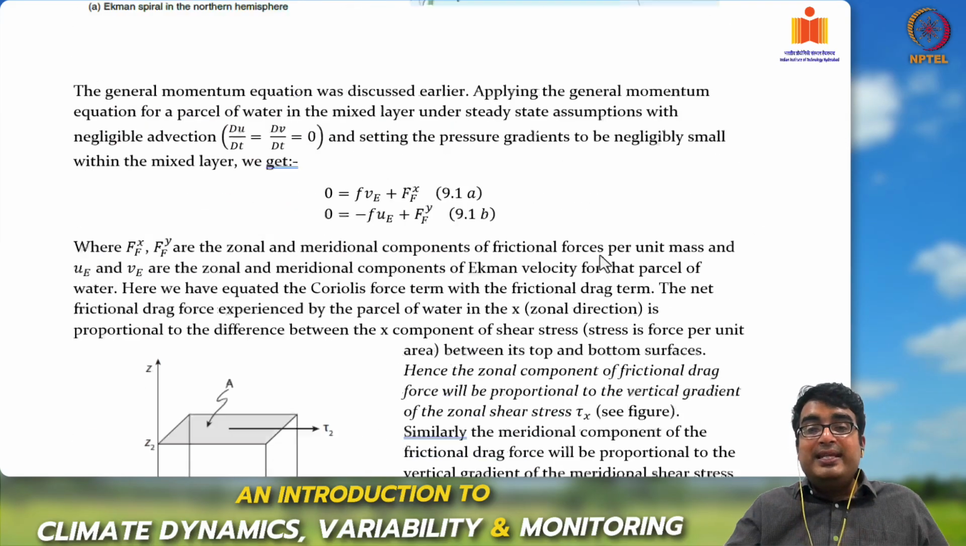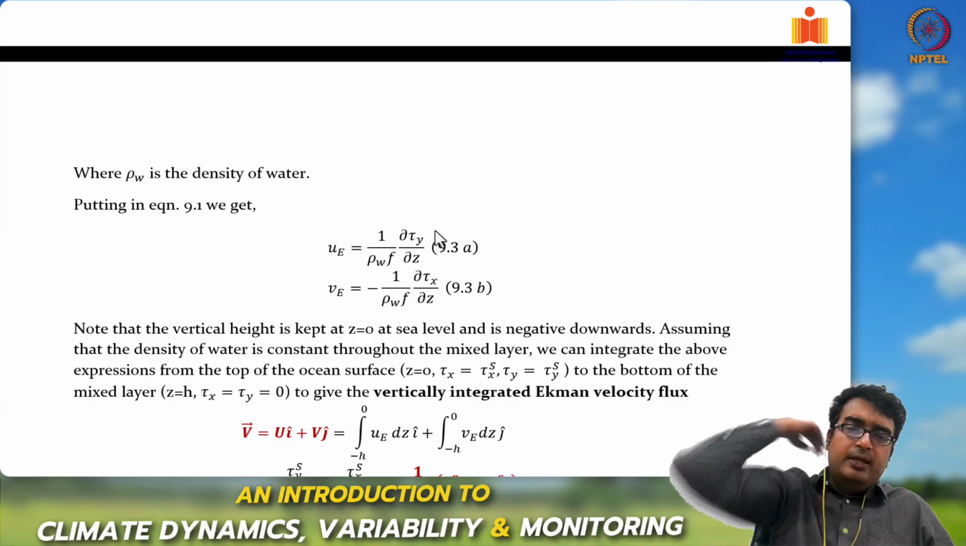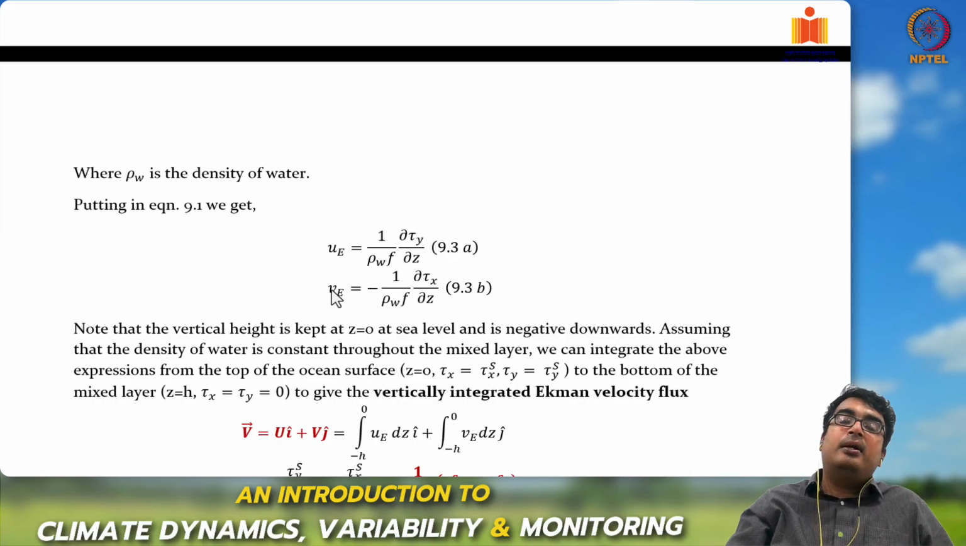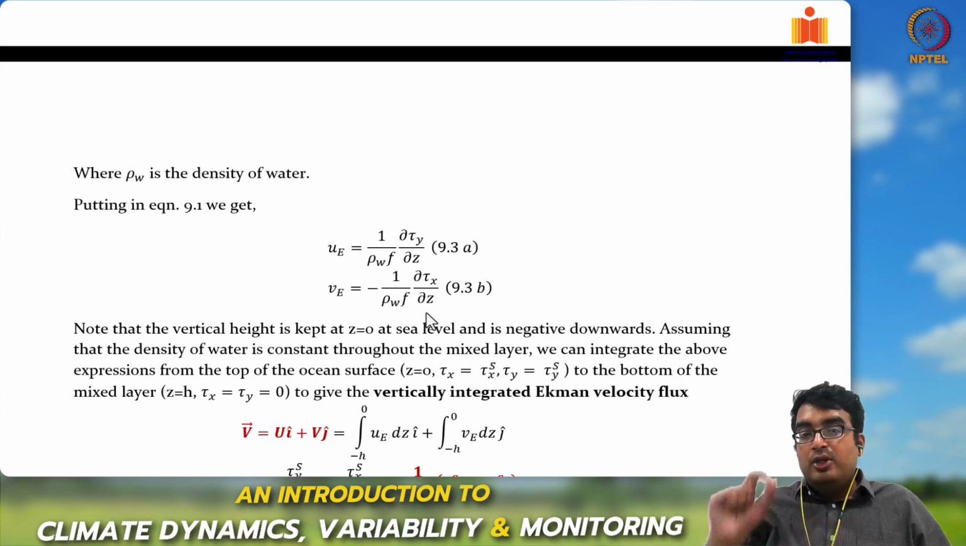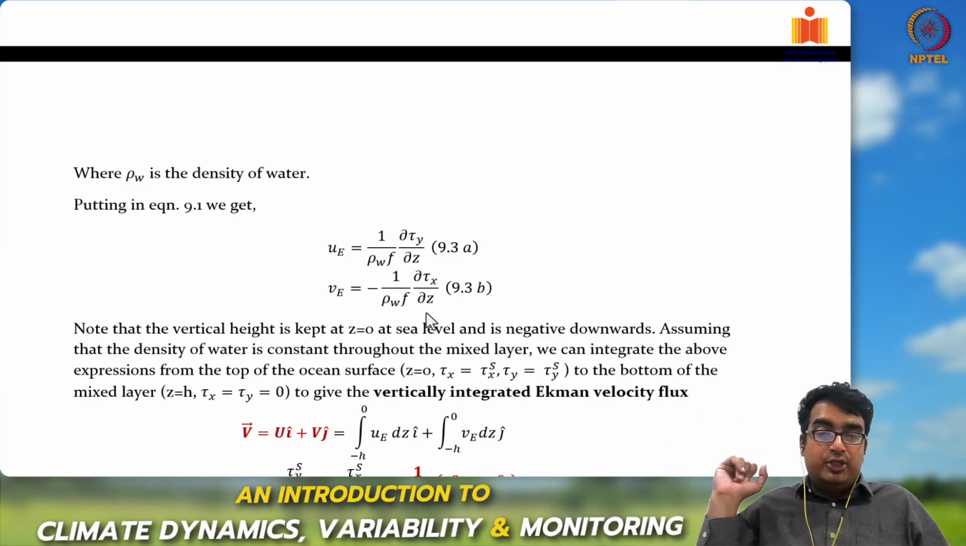So, we can put these expressions directly here. We get the zonal Ekman velocity as 1 by rho w f into the gradient of the meridional shear stress. The meridional Ekman velocity is minus 1 by rho w f into the gradient of the zonal shear stress. Notice that the zonal velocity is determined by the gradient of the meridional shear stress, and the meridional velocity is determined by the negative of the gradient of the zonal shear stress.